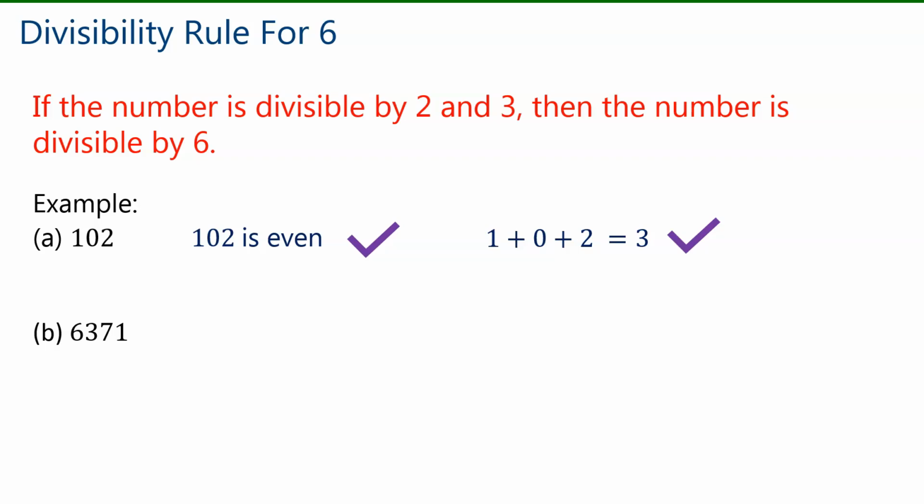Now if we look at B, 6,371, I notice that that's not even, meaning it's not divisible by 2. So that means that 6,371 is not divisible by 6 either. We don't even need to check 3. We checked 2 and that didn't work, so you can just stop there.